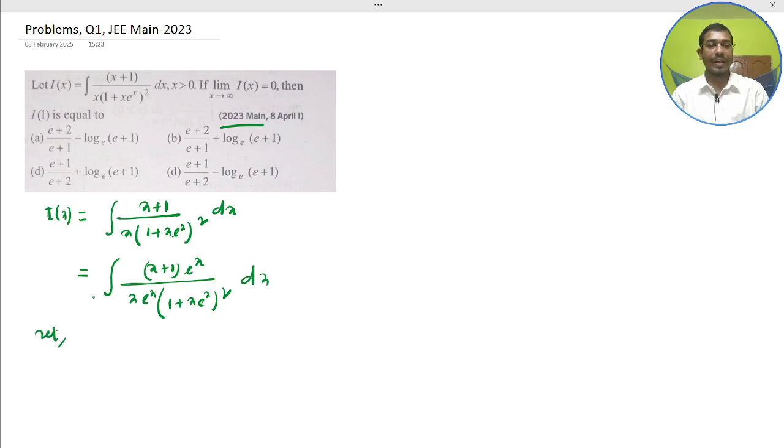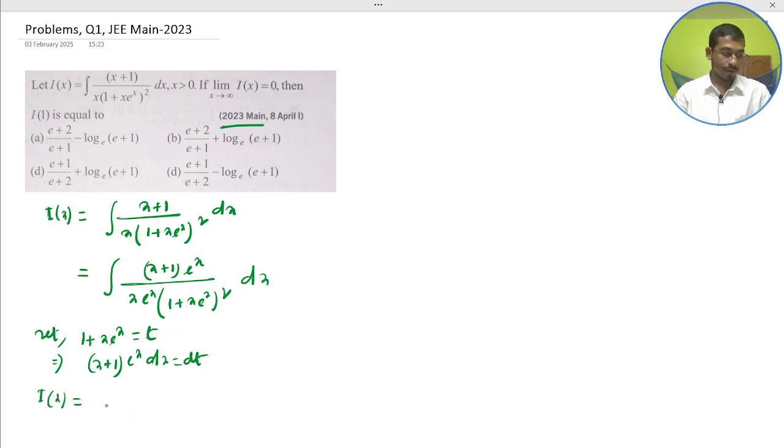We just discussed this in the integration method of the sum form. This is another special form, basically. Let 1 plus x e to the power x be t, that implies (x plus 1) e to the power x dx equals dt. So I is converted into the form: minus 1 by t plus minus of 1 by t square plus 1 by t minus 1, that is equal to dt.